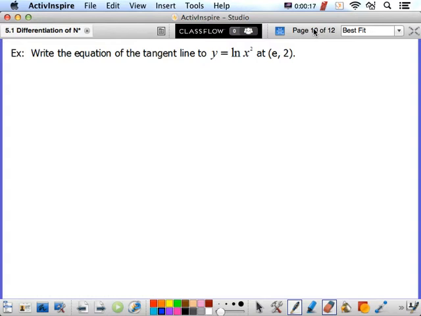So the first thing we have to do to write the equation of the tangent line is find the derivative, right? And the derivative would be 2x over x squared, right? Which would just be 2 over x. And then we'll convert that to slope by substituting e in for x. So our slope will be 2 over e.